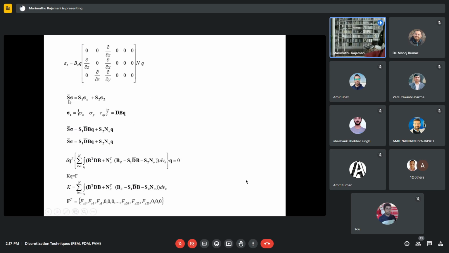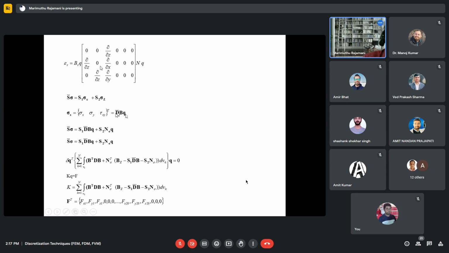And further, this S bar sigma is split into two, containing normal stress as well as interlaminar stress. Interlaminar stresses are normally taken as sigma z, tau xz, and tau yz only. So sigma x is again written in terms of sigma x, tau xy transpose, d bar B into q. Actually, why? Because I have to use only those relations.